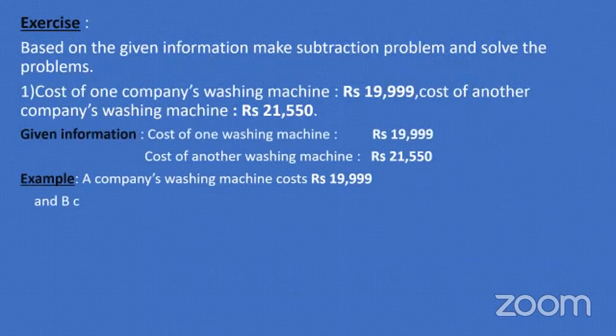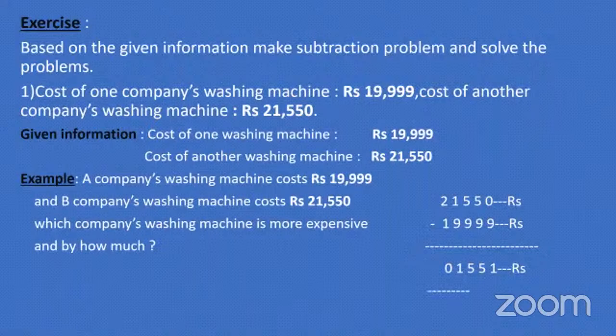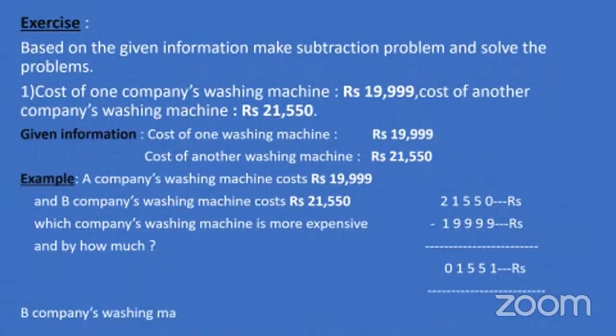See here, you can see that based on the given information, we have to make subtraction problems and solve them. First example is given there. The cost of one company's washing machine is rupees 19,999. Very nice. The cost of another company's washing machine is 21,150. Very nice, beta. See, what information is given here?